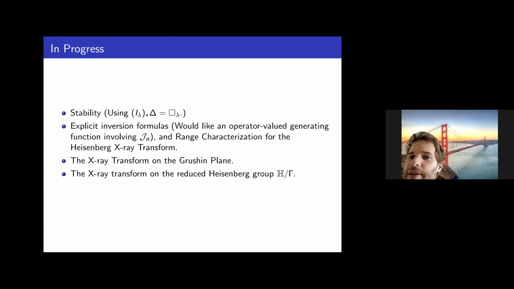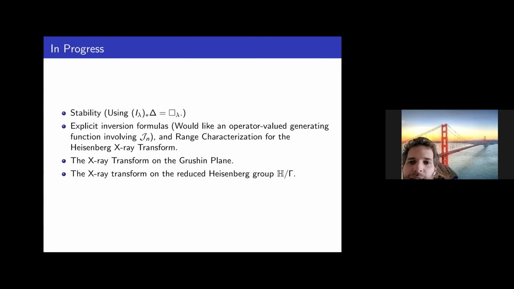Some other thing, to really feel like this project is done, would be nice to have an explicit inversion formula. In the Euclidean case, there are really nice inversion formulas for X-ray transforms that involve powers of the Laplacian. So if there was some nice functional analytic, if there was some nice spectral function of, say, the Laplacian and the Reeb vector field that would give you the X-ray transform, that would be really nice.